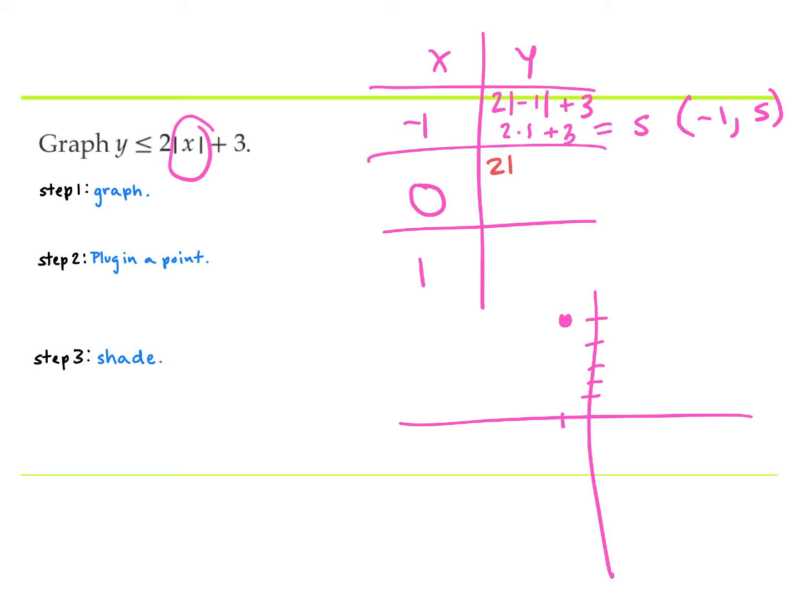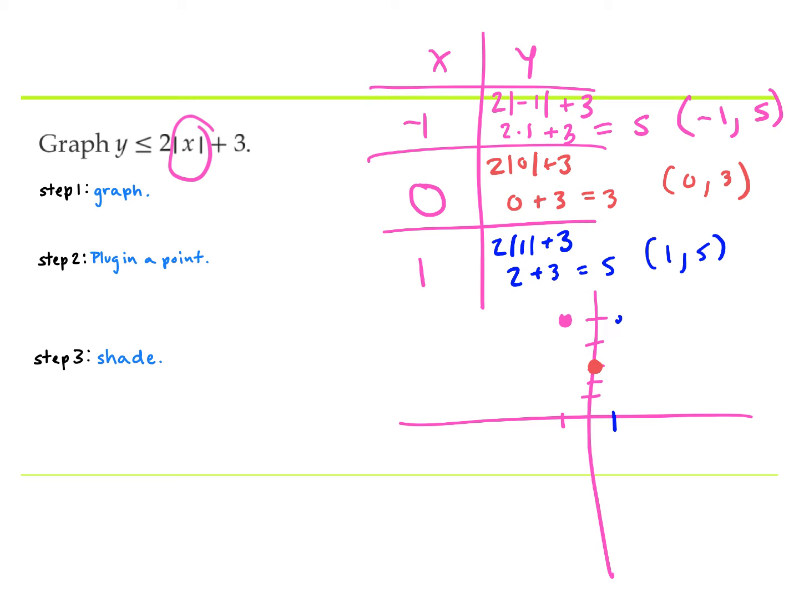Next, I'm going to plug in 0. So 2 times 0 plus 3. What's 2 times 0? 0. And what's 0 plus 3? 3. So I plugged in 0 and got 3. So I stay on 0, go up 3. So that's my next point. And then lastly, I'm going to plug in 1. So 2 times 1, 2, and 2 plus 3, 5. So I plugged in 1 and got 5. So I'm going to go to the right 1 and up 5.